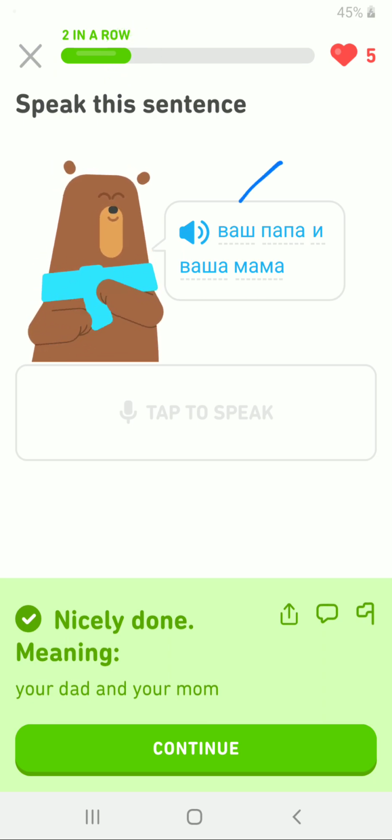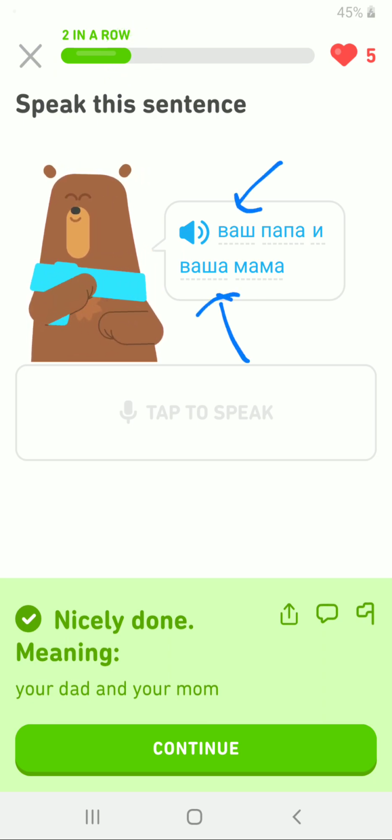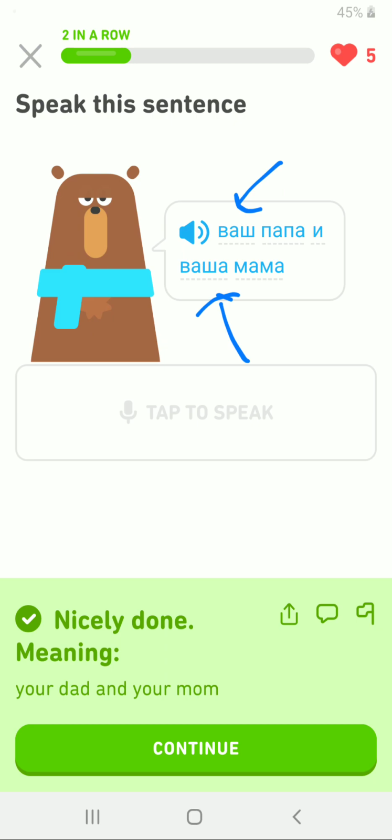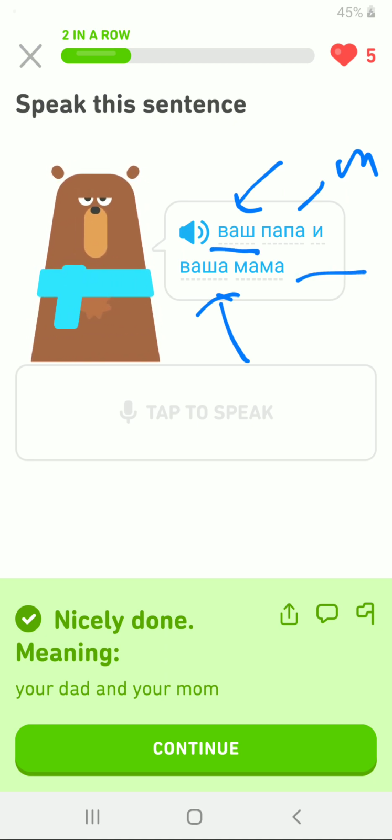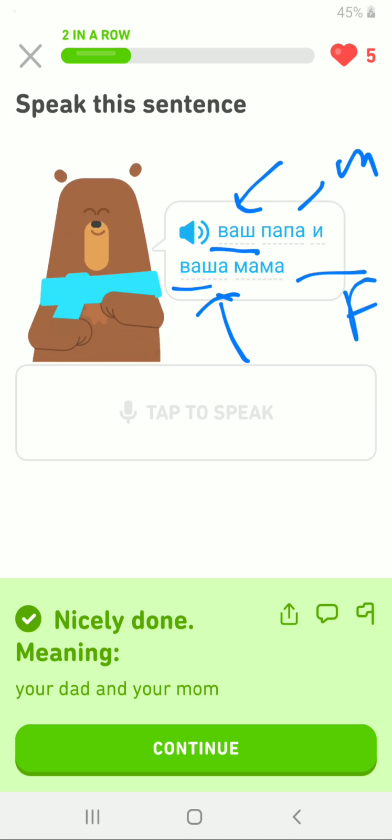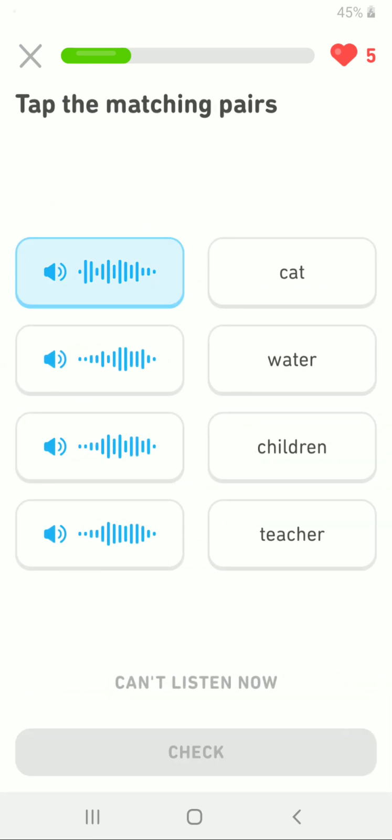So here it's a good example about what? About the possessive adjective. We see if the noun is masculine, you say vash. But if it's feminine, you say vasha. Good. Дети.